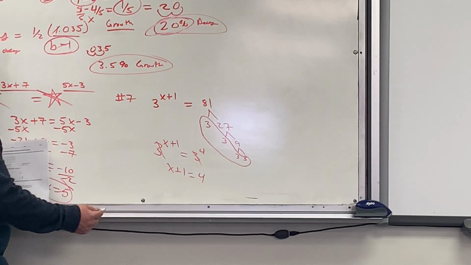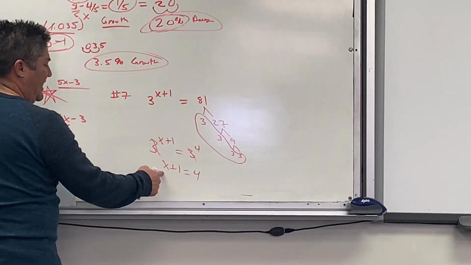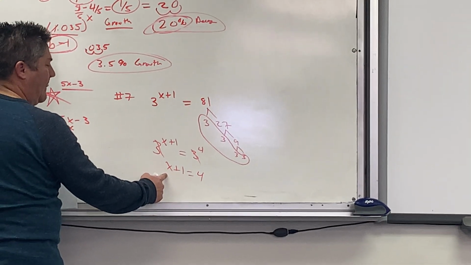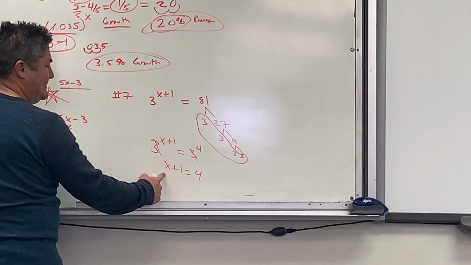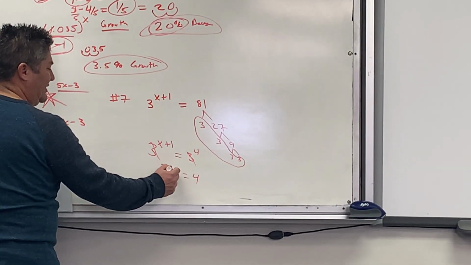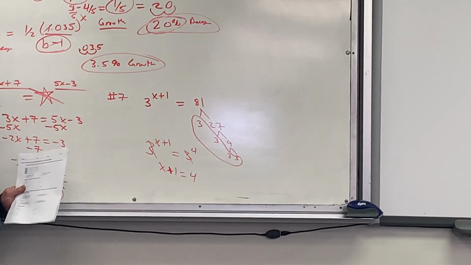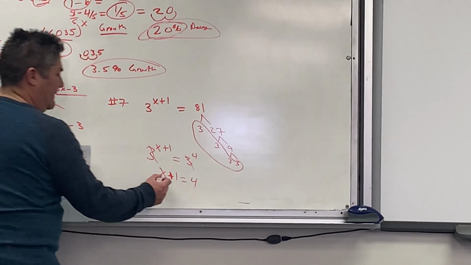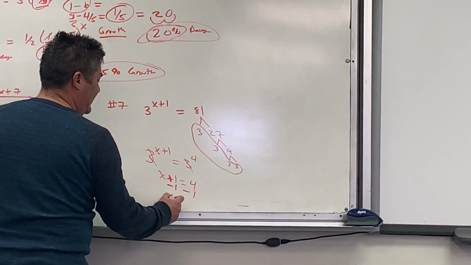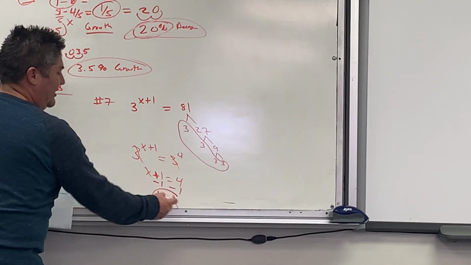What do I do to both sides, Wyatt? Get the x by itself. How do I get the x by itself? X plus 1 equals 4. How do I get the x by itself? Minus 1, good. And x equals 3. That's my answer. I'm done.